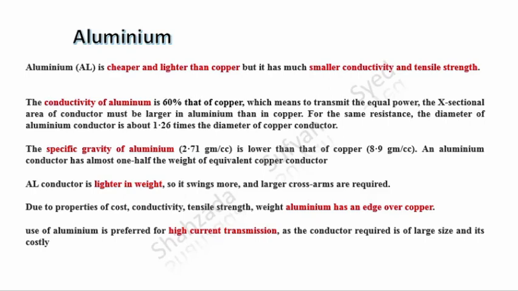Means aluminium is better than copper when we are considering the properties of cost, conductivity, tensile strength and weight. Use of aluminium is preferred for high transmission because the conductor required is of large size and it's costly.